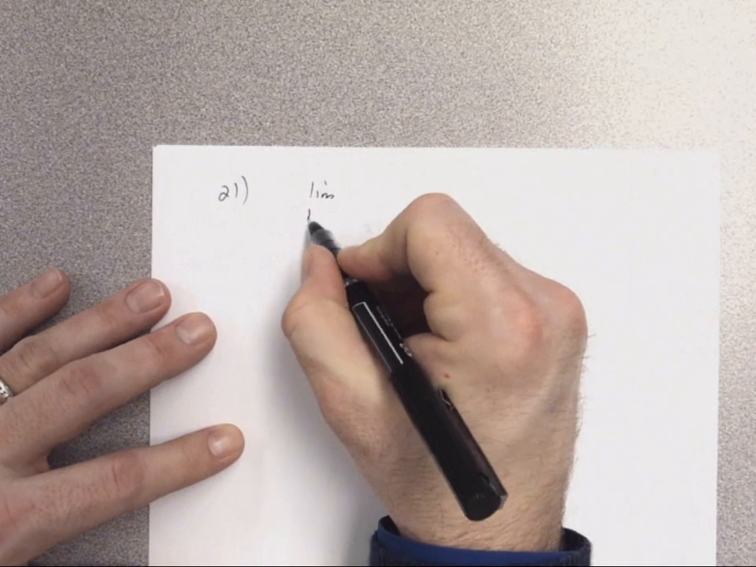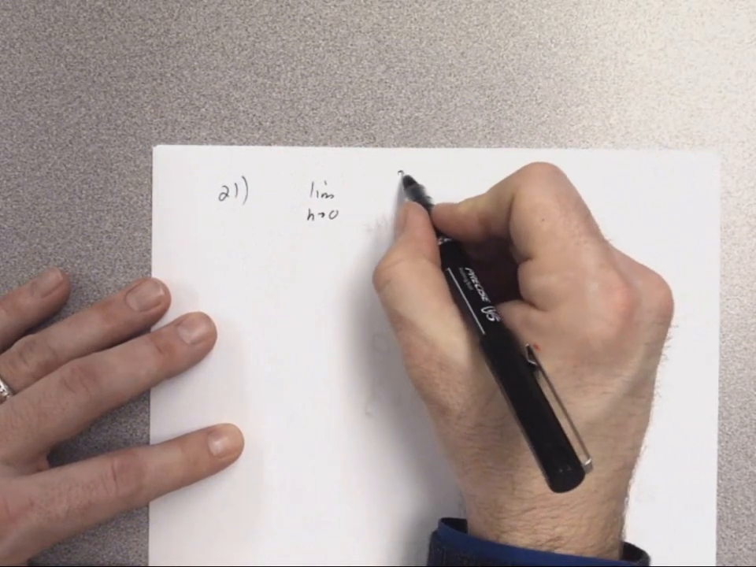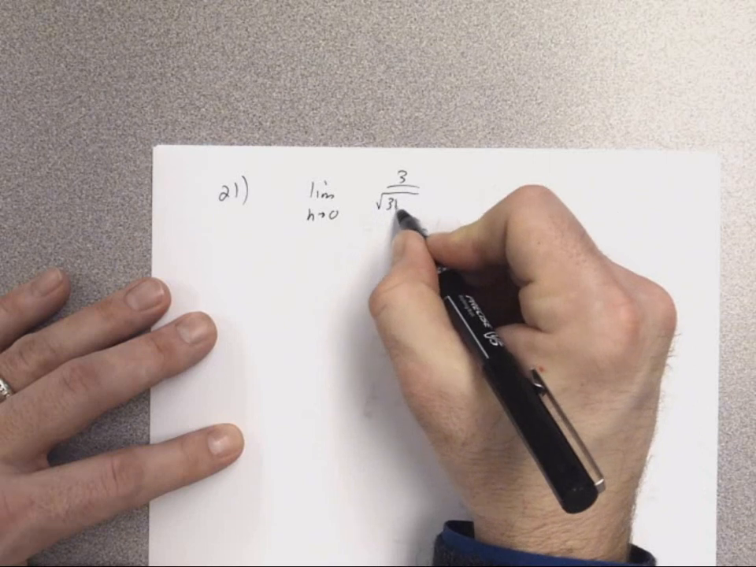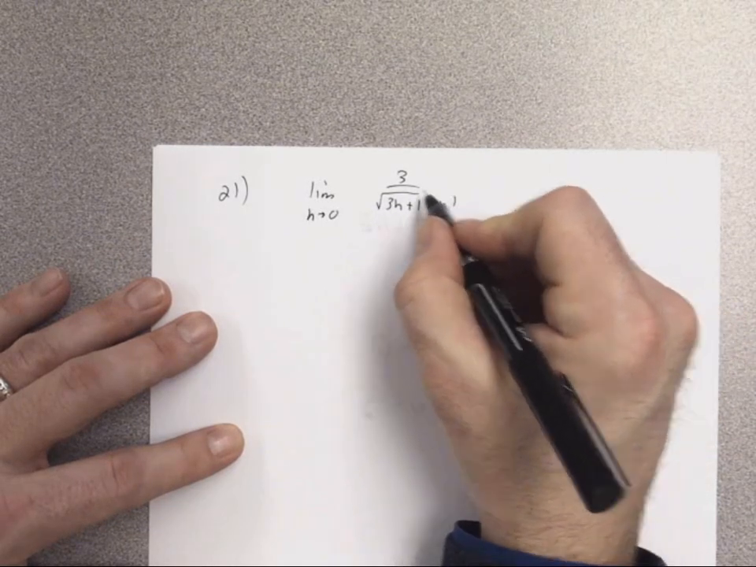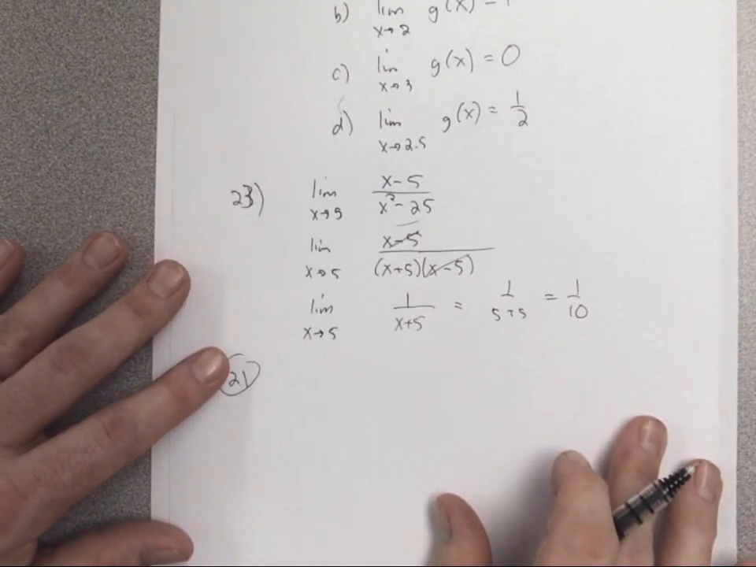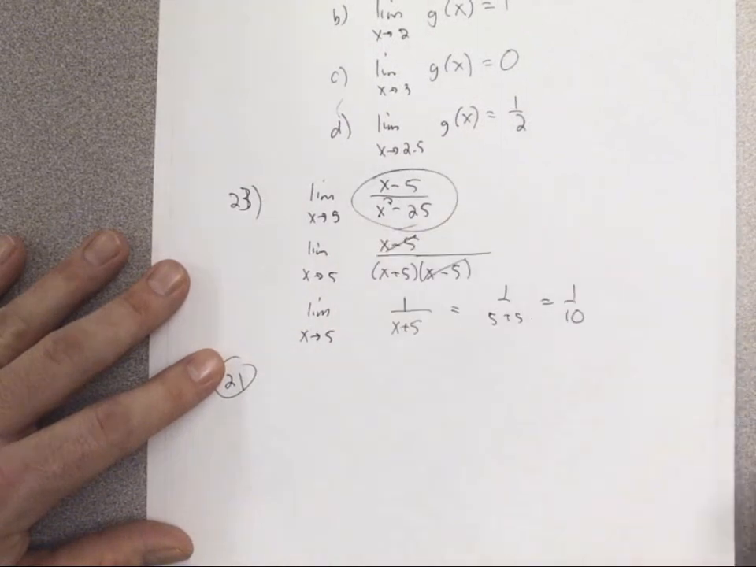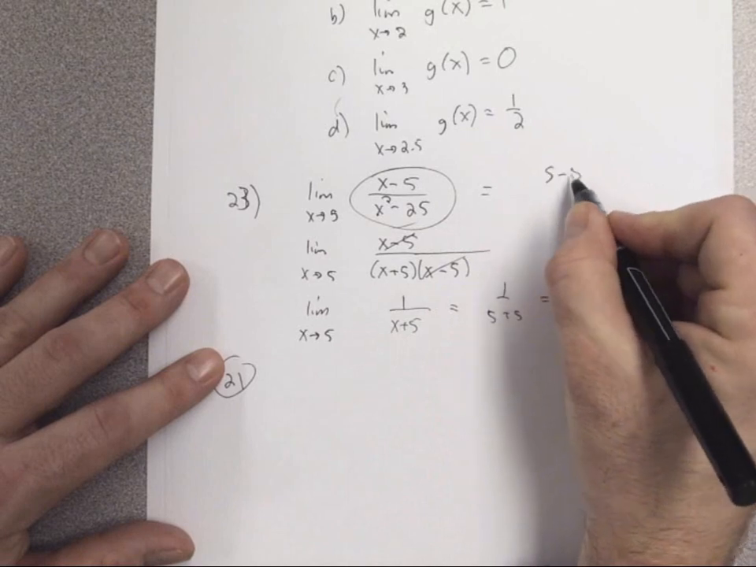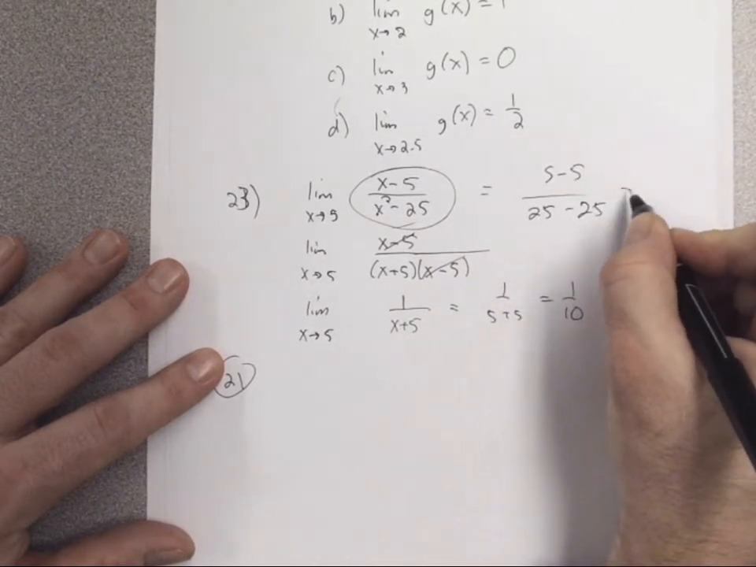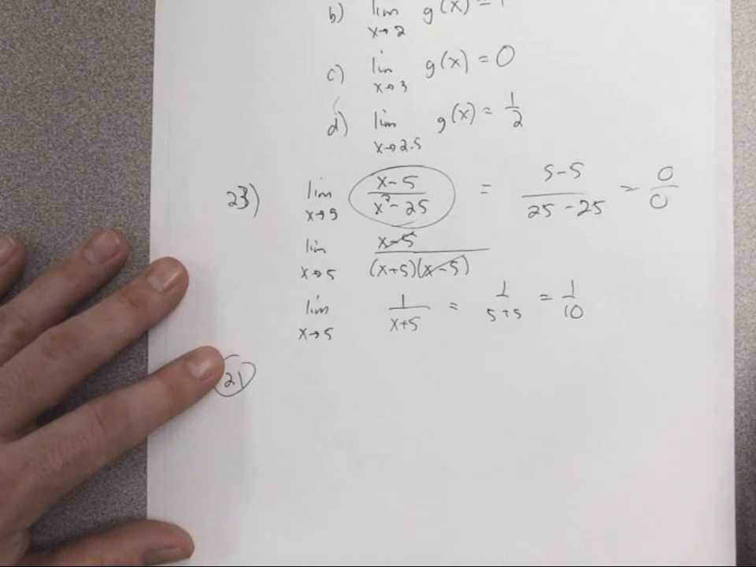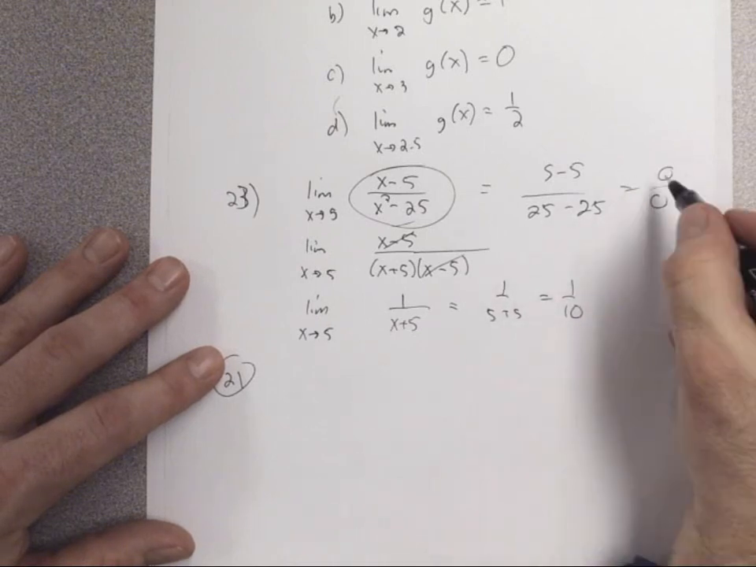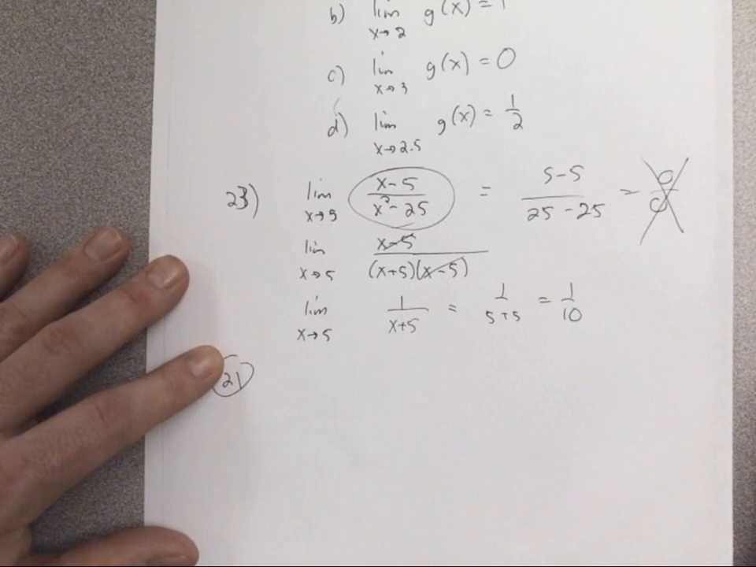What about the limit as h approaches 0? Oh, this is a really good one. 3 all over the square root of 3h plus 1, plus 1. Okay, let me go back to this original function, the one we just did. Why can I not just plug 5 into there? Yeah, you're going to get 5 minus 5 all over 25 minus 25, so you're going to get 0 over 0, right? Remember, 0 over 0 represents a hole. Remember I told you that back in pre-calculus? So this represents a hole as opposed to an asymptote. That means that evaluation is incorrect.